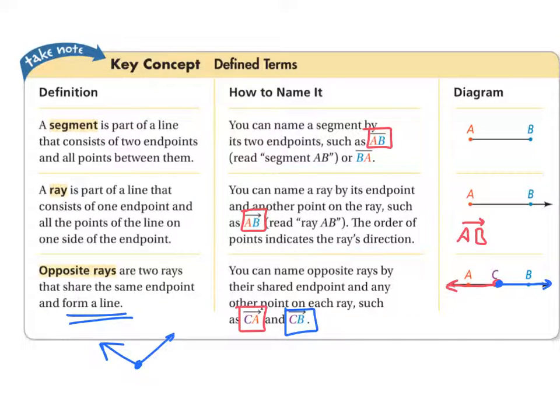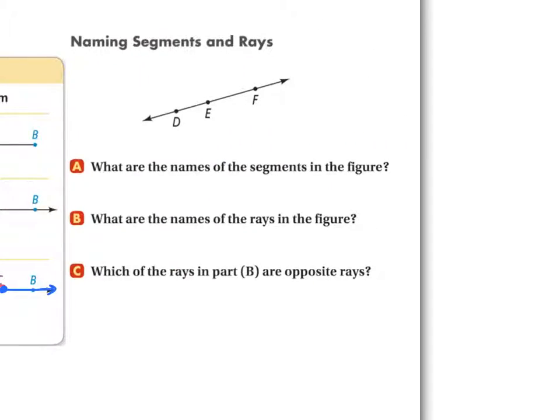Okay, so we're good to go. Opposite rays form a line, yes? Great. Let's take a look here.